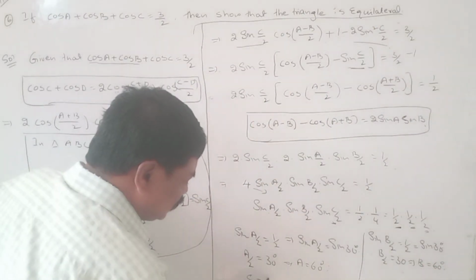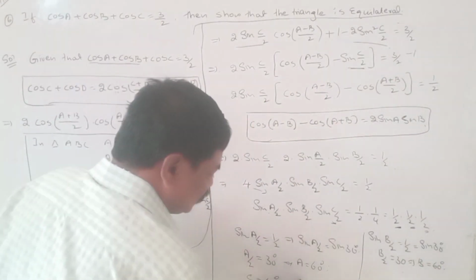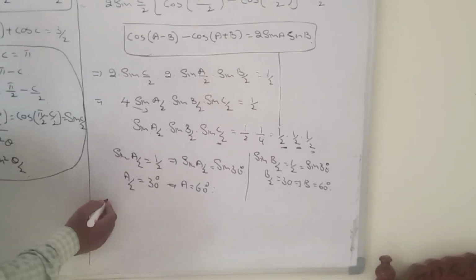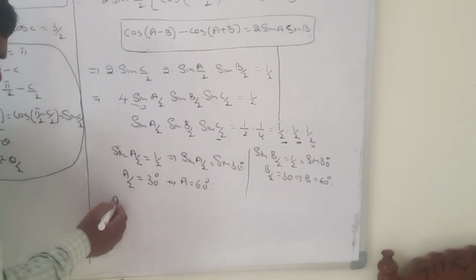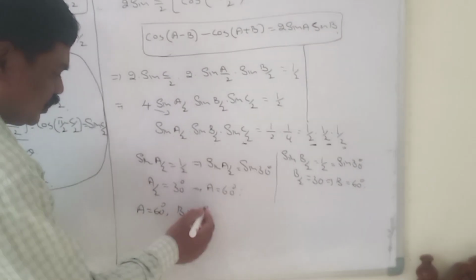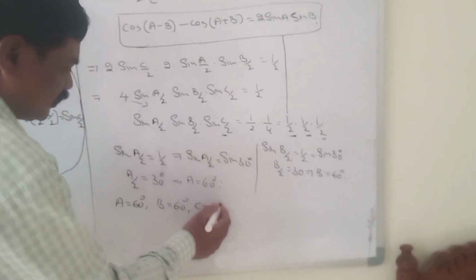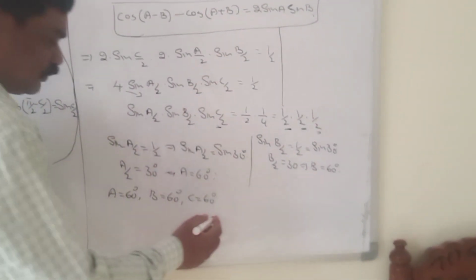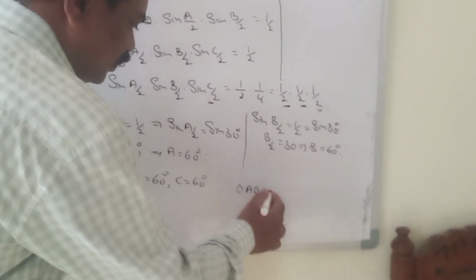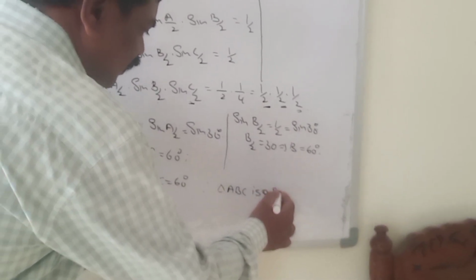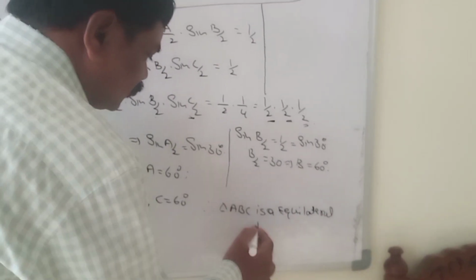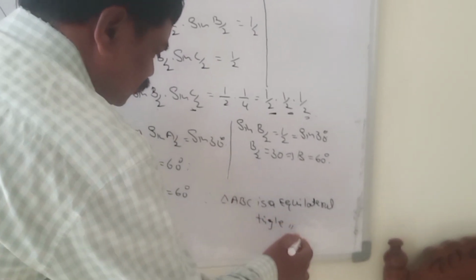C is equal to also 60 degrees. Therefore, we have concluded that A is equal to 60 degrees, B is equal to 60 degrees and C is equal to 60 degrees. Therefore, what do we conclude? Therefore, triangle ABC is an equilateral triangle. This is the conclusion.